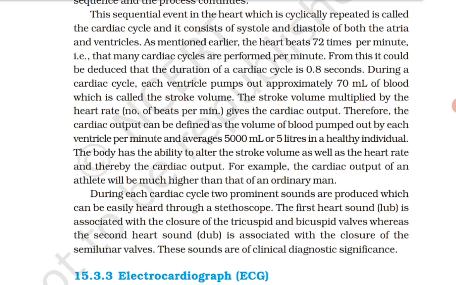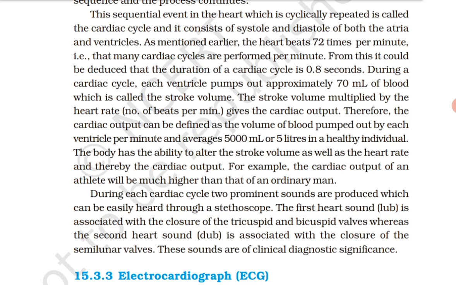The sinoatrial node now generates an action potential which stimulates both the atria to undergo a simultaneous contraction, the atrial systole. This increases the flow of blood into the ventricle by about 30%. It's important. How much percent? 30%.